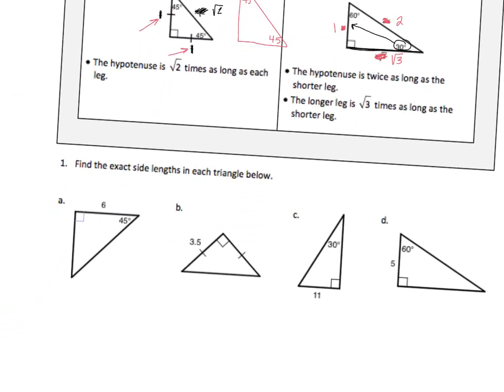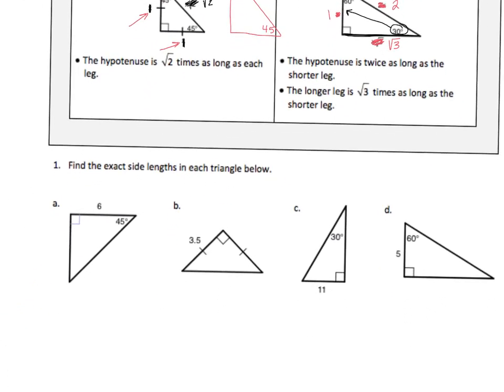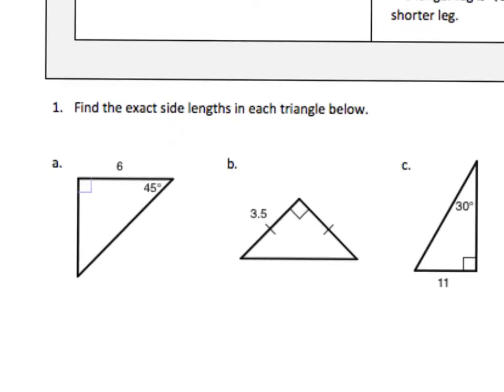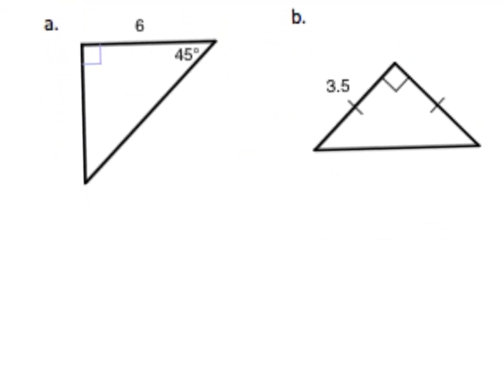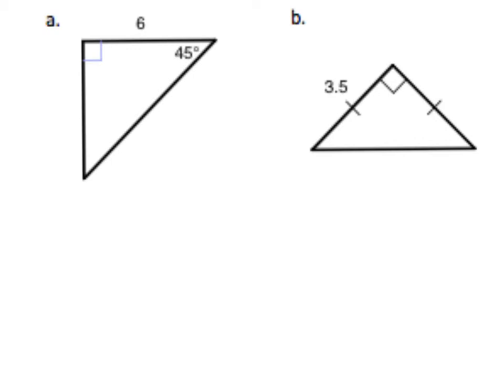Okay, now example number 1, find the exact side lengths of each triangle below. So this is how we're going to find out these exact answers. We're not going to use trig because that sometimes doesn't give us exact answers. We're going to use these triangles. So in example A, I've got a 45 and a 90 degree angle, and that makes the last angle 45 degrees to make it 180. And I want to find these last two sides, so x and y.